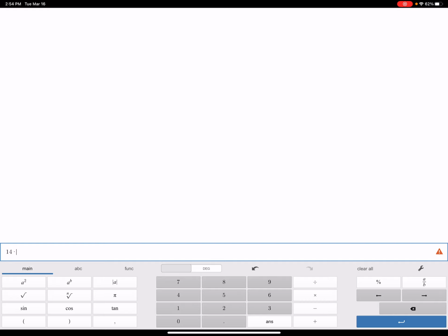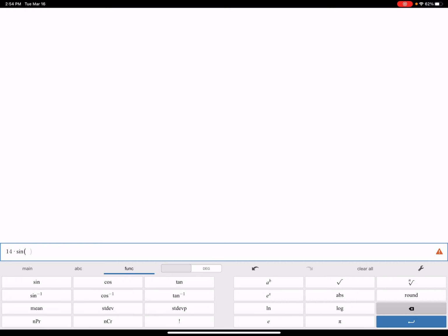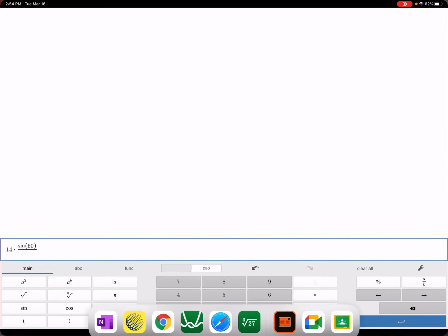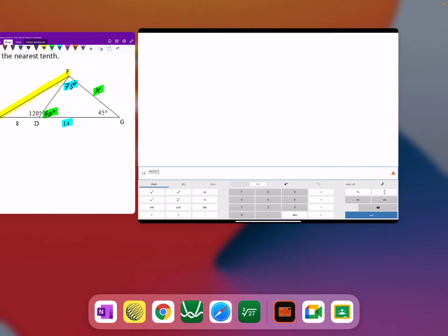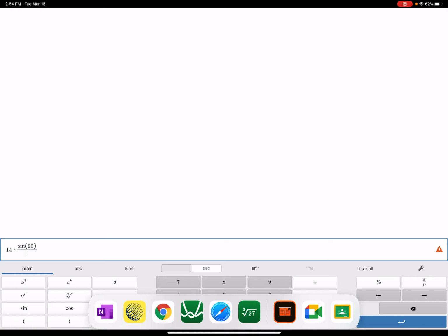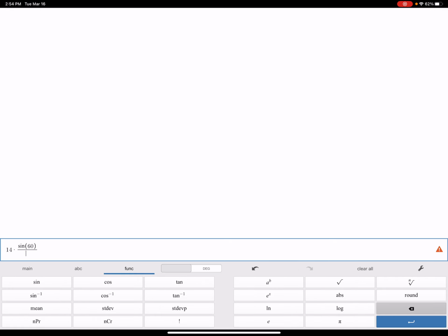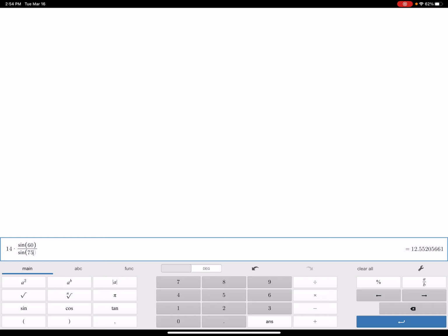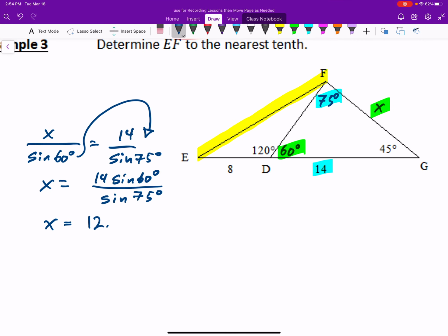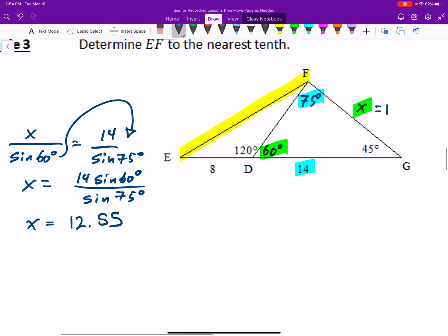So 14 times sine 60, divided by sine 75. And so I got 12.55. I'm going to carry 2 decimal places, at least for now, because I don't want to round too soon. So this is 12.55.